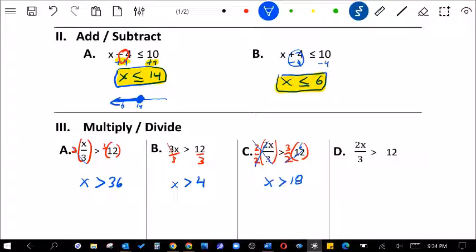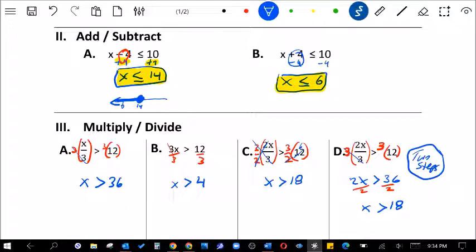On this next one, let's show the longer way, just for people who would be comfortable with that. I'm going to multiply both sides by 3. So I'm going to get those 3's canceling, 2x greater than 36. And now here I'll divide by 2, and it will give me x greater than 18. We get the same answer, but this one is with 2 steps, which is perfectly fine if that helps somebody make sure they get it right.